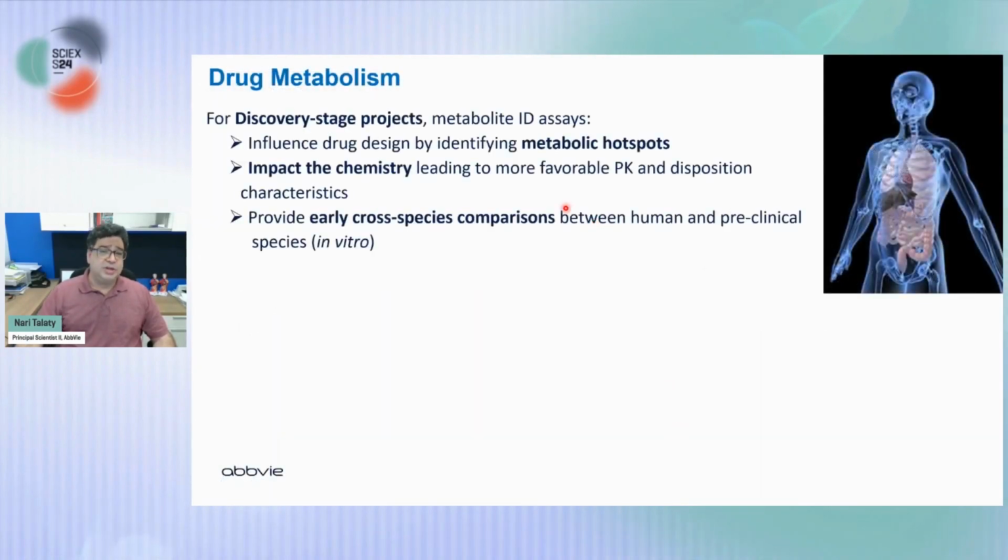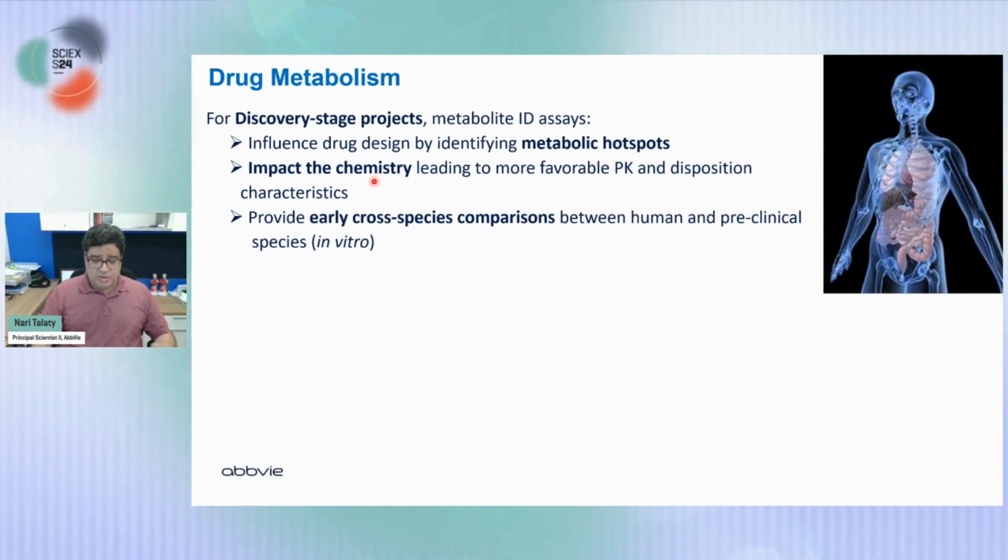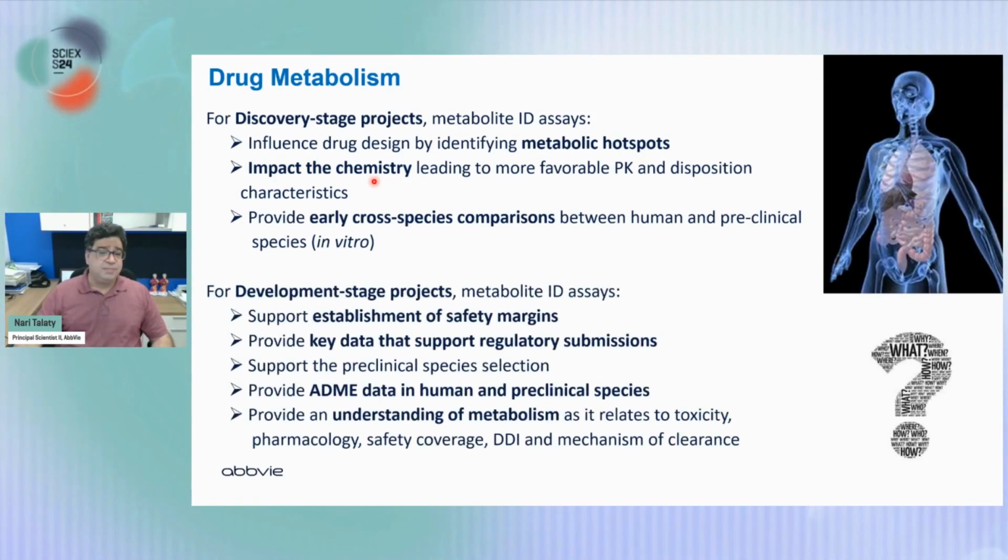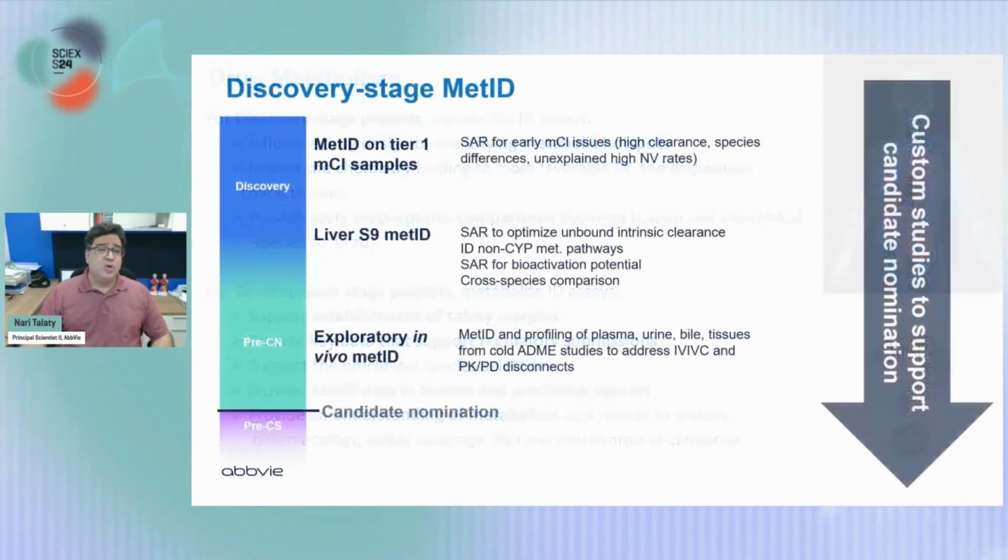So for discovery stage projects, we typically try to identify the metabolic hotspots. We look at the chemistry. We do early species work, which is your hepatocytes, S9s, the in vitro assays. And for development stage assays, we look for safety margins, like I said, and we look for the ADME data in human and preclinical species, right? So I'm going to lay this out in sort of a roadmap. So this is our roadmap.